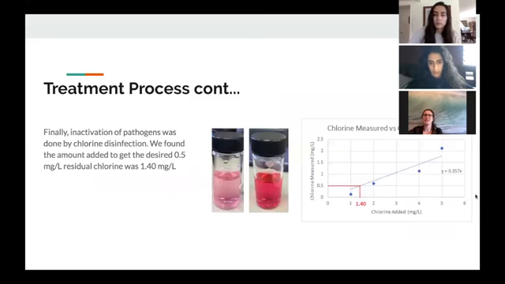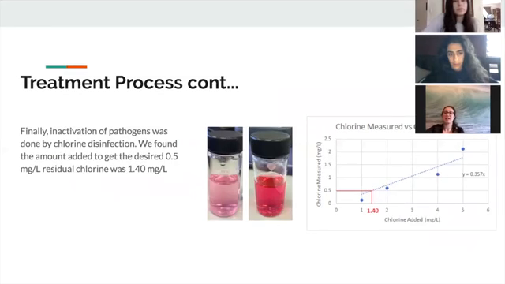Then we measured the turbidity of the water, and we determined that the sample with the lowest turbidity had the best concentration of ferric chloride added. We took the sample and disinfected it with chlorine for inactivation of pathogens. We added varying concentrations of chlorine to the sample, and after 10 minutes, we put DPD into the samples to turn them different intensities of pink based on the amount of chlorine.